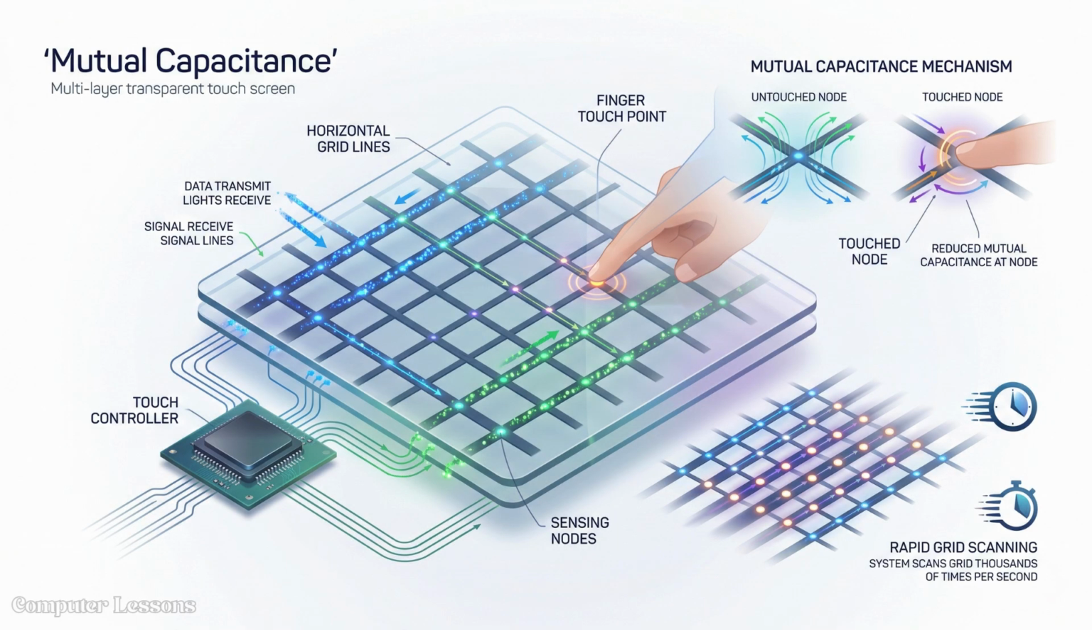The core sensing mechanism is mutual capacitance, where the controller tracks the interaction between the horizontal and vertical grid lines. When a finger touches the intersection, it reduces the mutual capacitance at that node. The system scans the entire grid thousands of times per second.